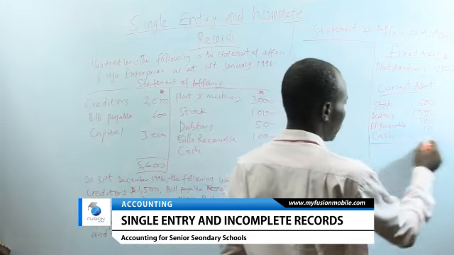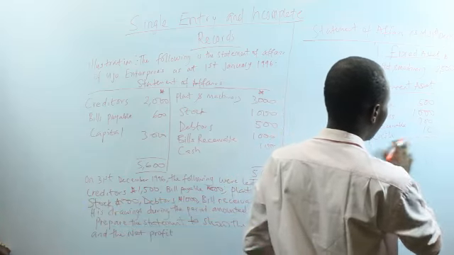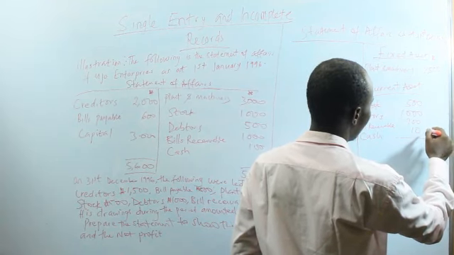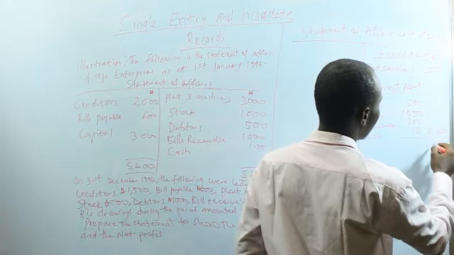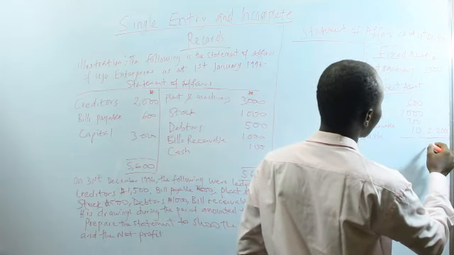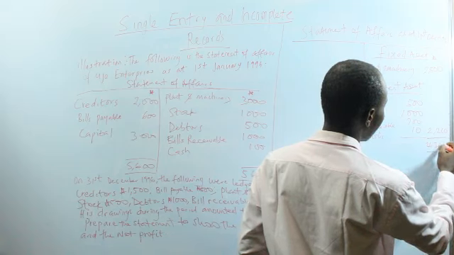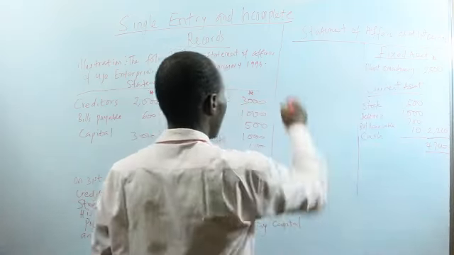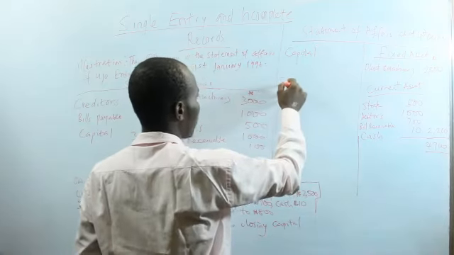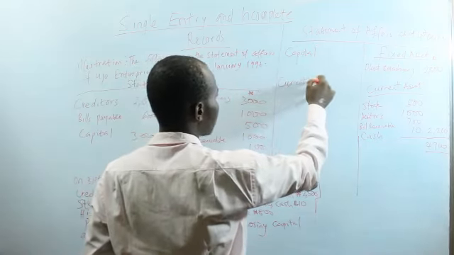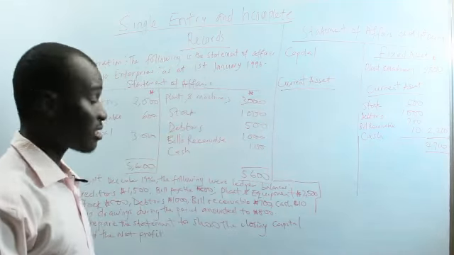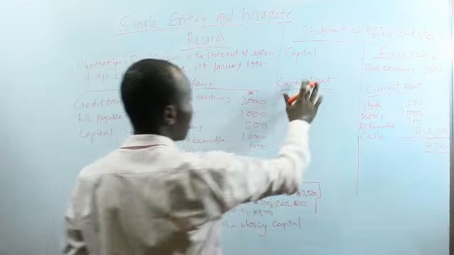So thereafter we can add everything here. That gives us 2,210. Then we can add this. We have our total, and that gives us 4,710. So now we have our capital, which we do not know. So we have the current liabilities.